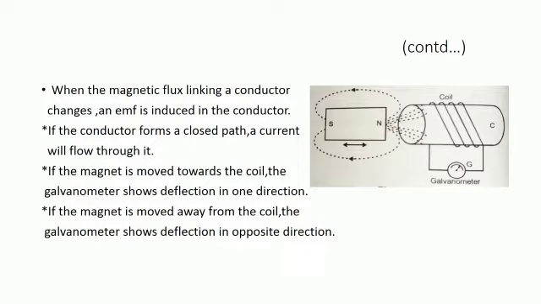The galvanometer pointer indicates in one direction, and if the permanent magnet is moved away from the coil, there is a change in flux linkages and the galvanometer pointer indicates in the opposite direction. If the movement of the permanent magnet is stopped, there is no change in flux linkages and no EMF is induced. This is the basic principle of EMF induced in the magnetic circuit.